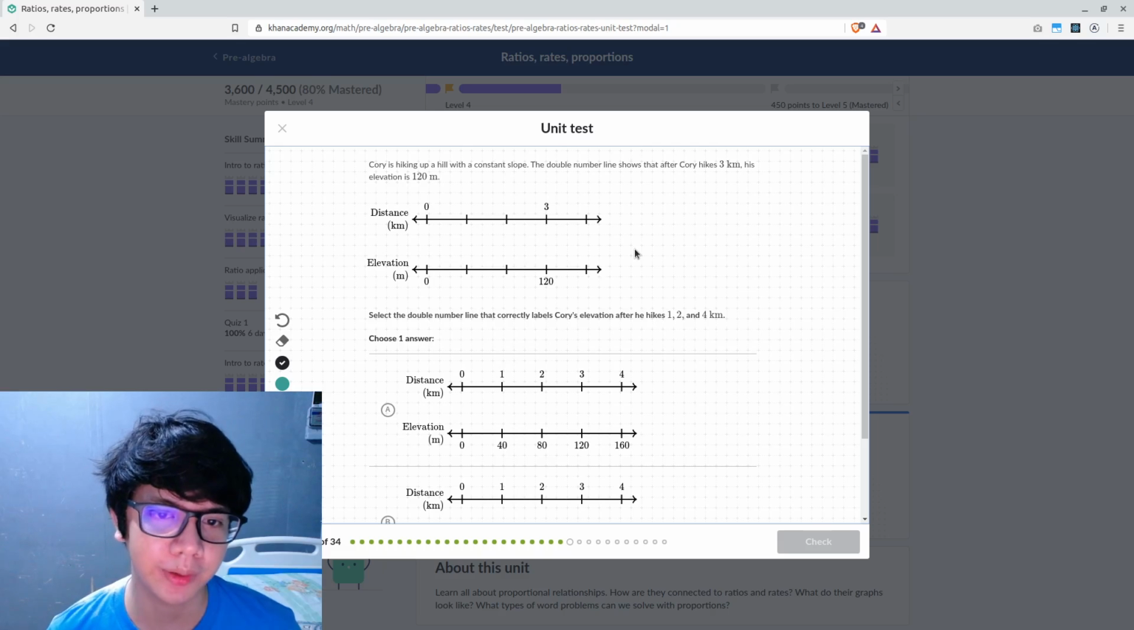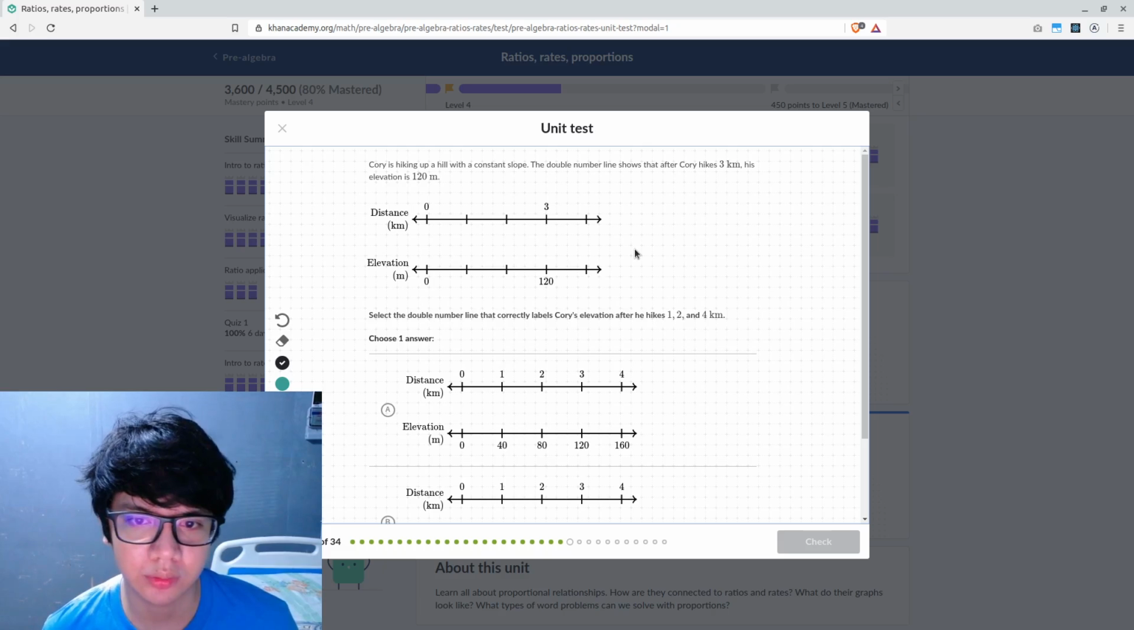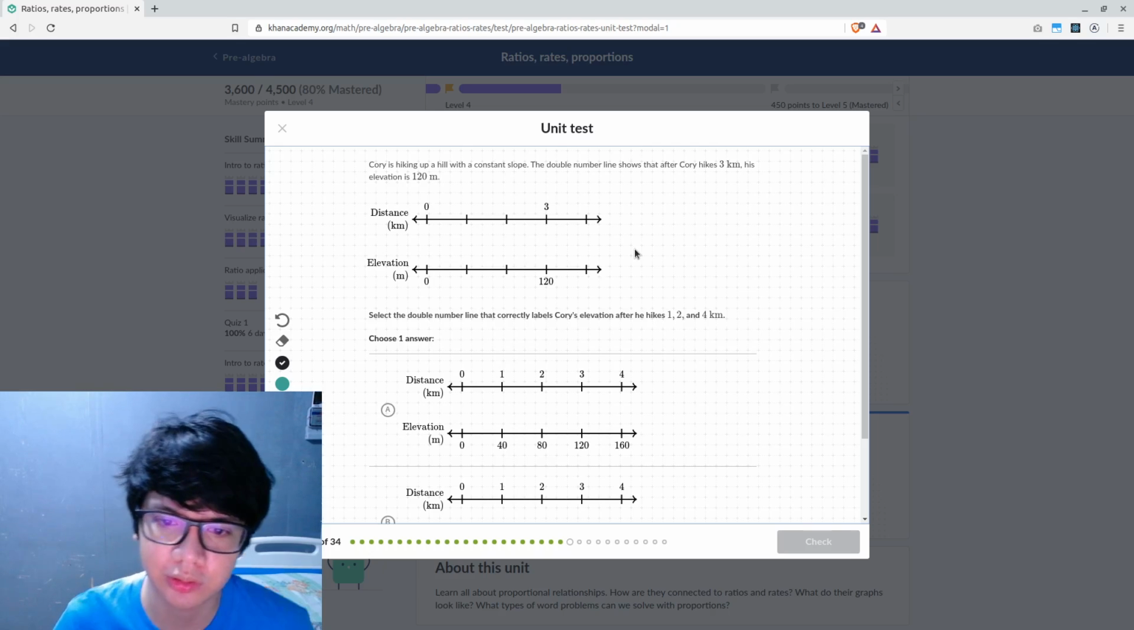Corey is hiking up a hill with a constant slope. The double number line shows that after Corey hikes 3 kilometers, his elevation is 120 meters. Select the double number line that correctly labels Corey's elevation after hikes of 1 to 4 kilometers.